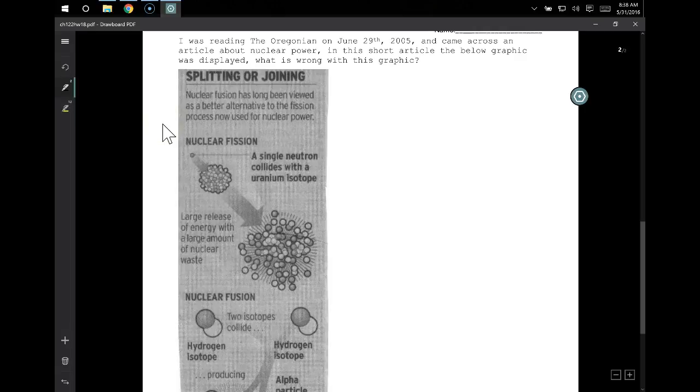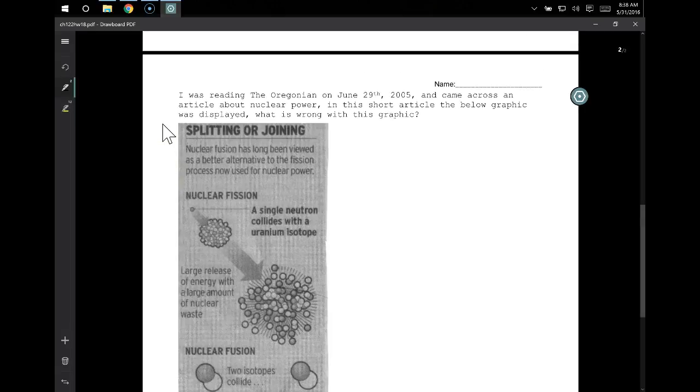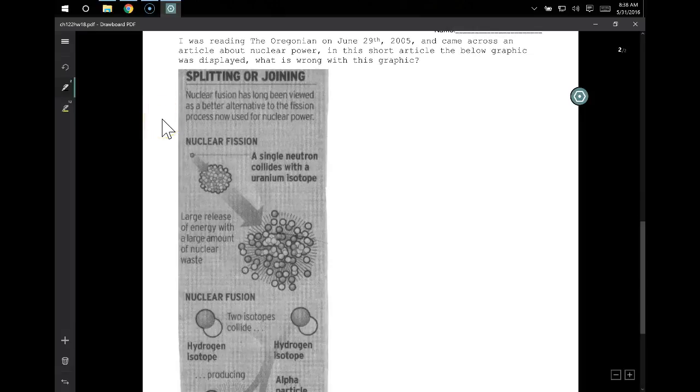Okay, so let's talk about this one. I'm reading the paper. I come to this article. I find the article. I read the article. Article has got a bunch of flaws in it, and then I look at this graphic, and I get very upset. Why am I upset?